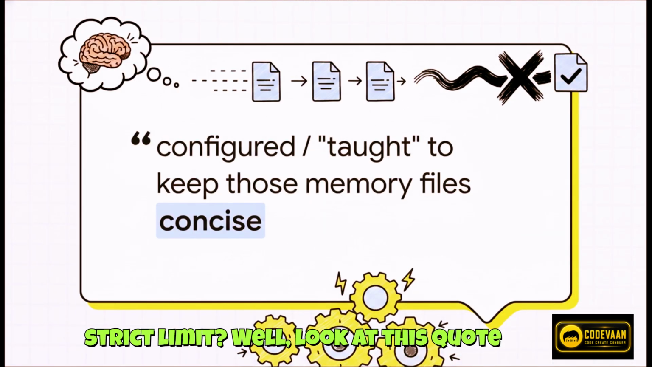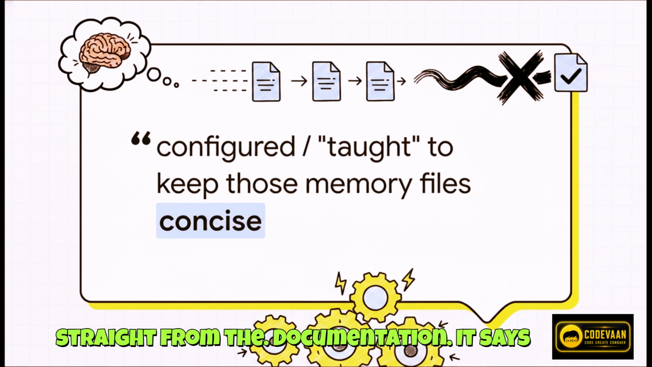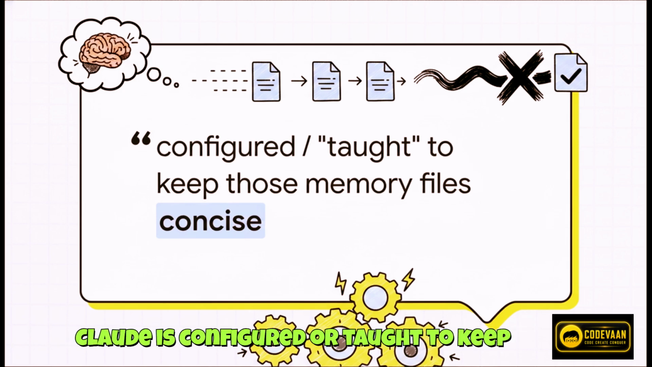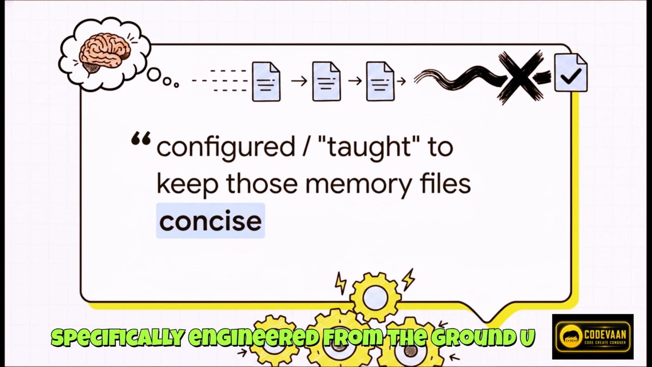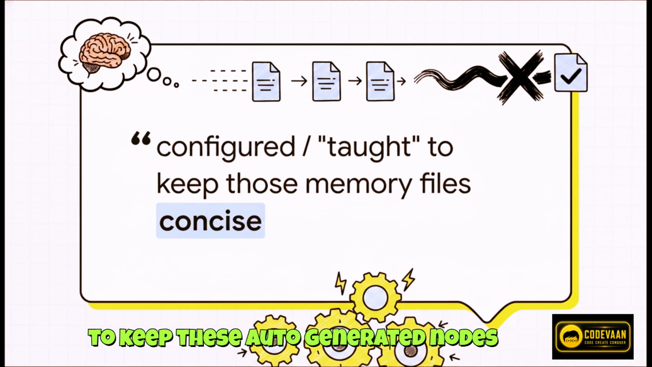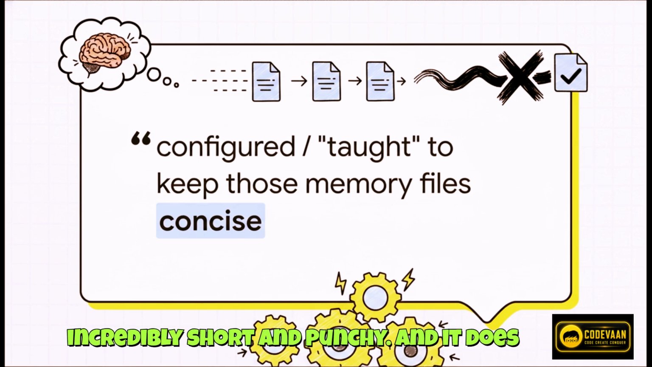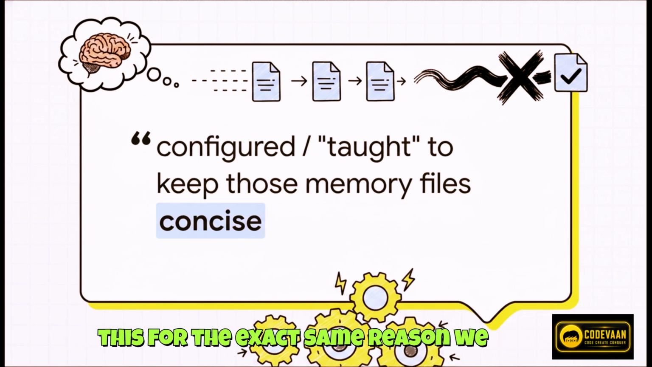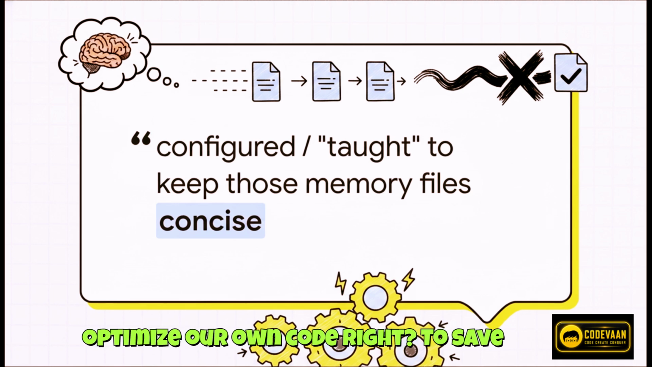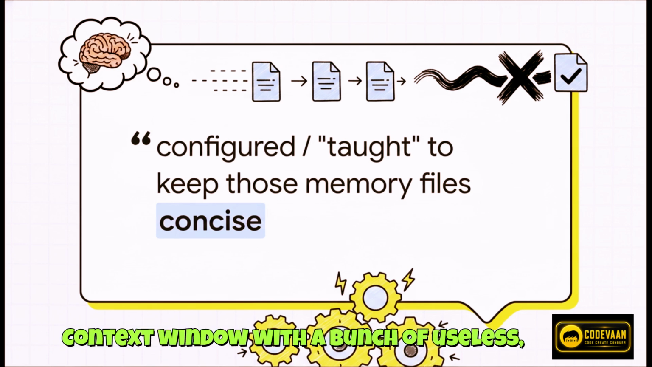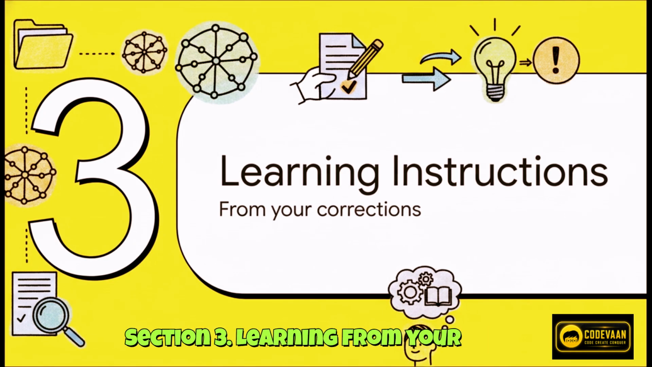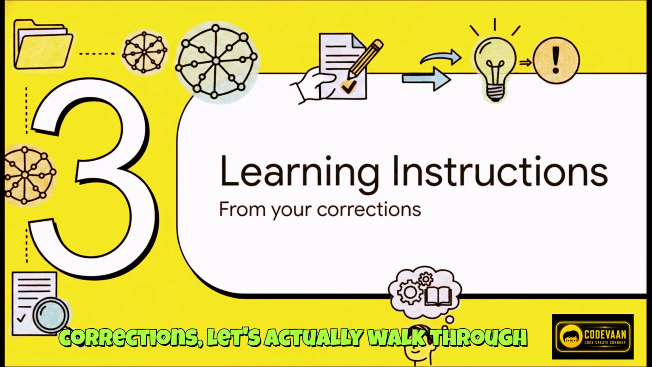So why the strict limit? Well, look at this quote straight from the documentation. It says Claude is configured or taught to keep those memory files concise. The system is specifically engineered from the ground up to keep these auto-generated notes incredibly short and punchy. And it does this for the exact same reason we optimize our own code, right? To save processing power and to make sure it doesn't completely overload its own context window with a bunch of useless, outdated historical trivia.